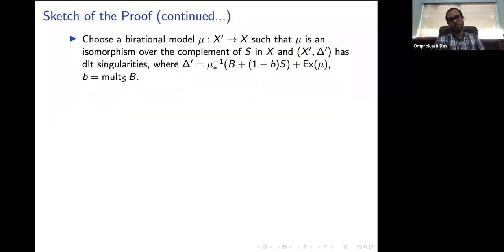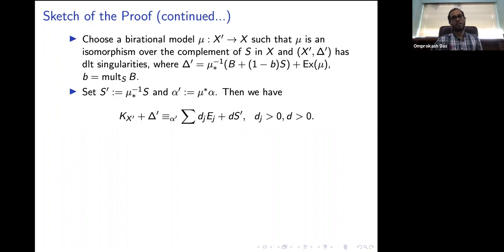We choose a birational model mu that is an isomorphism over the complement of S, so basically outside of S it is an isomorphism. And then we have (X', delta'), a DLT singularity, where delta' is given by the strict transform of B plus (1 minus b) times S plus the exceptional locus of mu, where b is the multiplicity of S inside of B, if S is contained there at all. And then basically we write this equation, where S' is the strict transform. It is numerically trivial over this pullback of alpha.